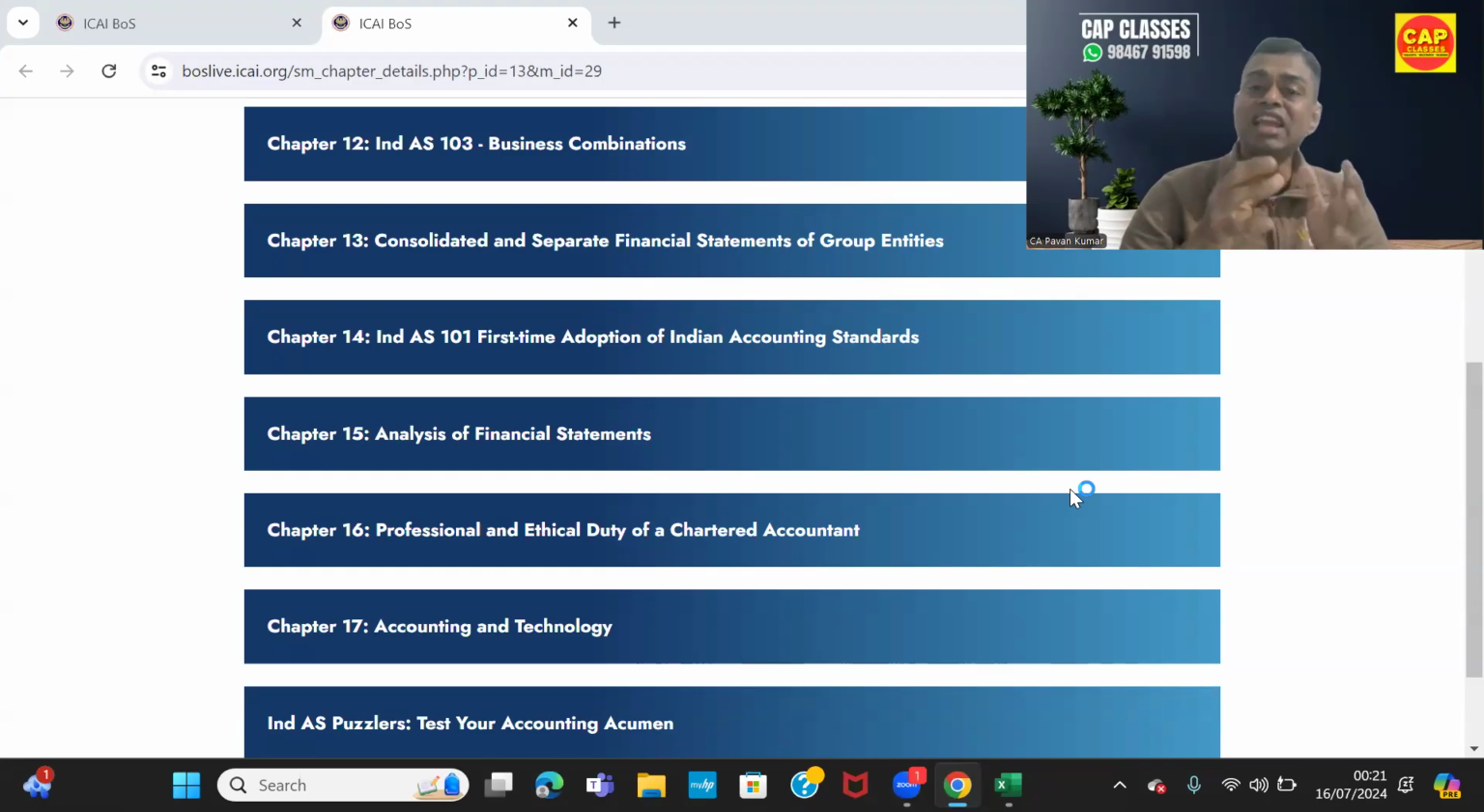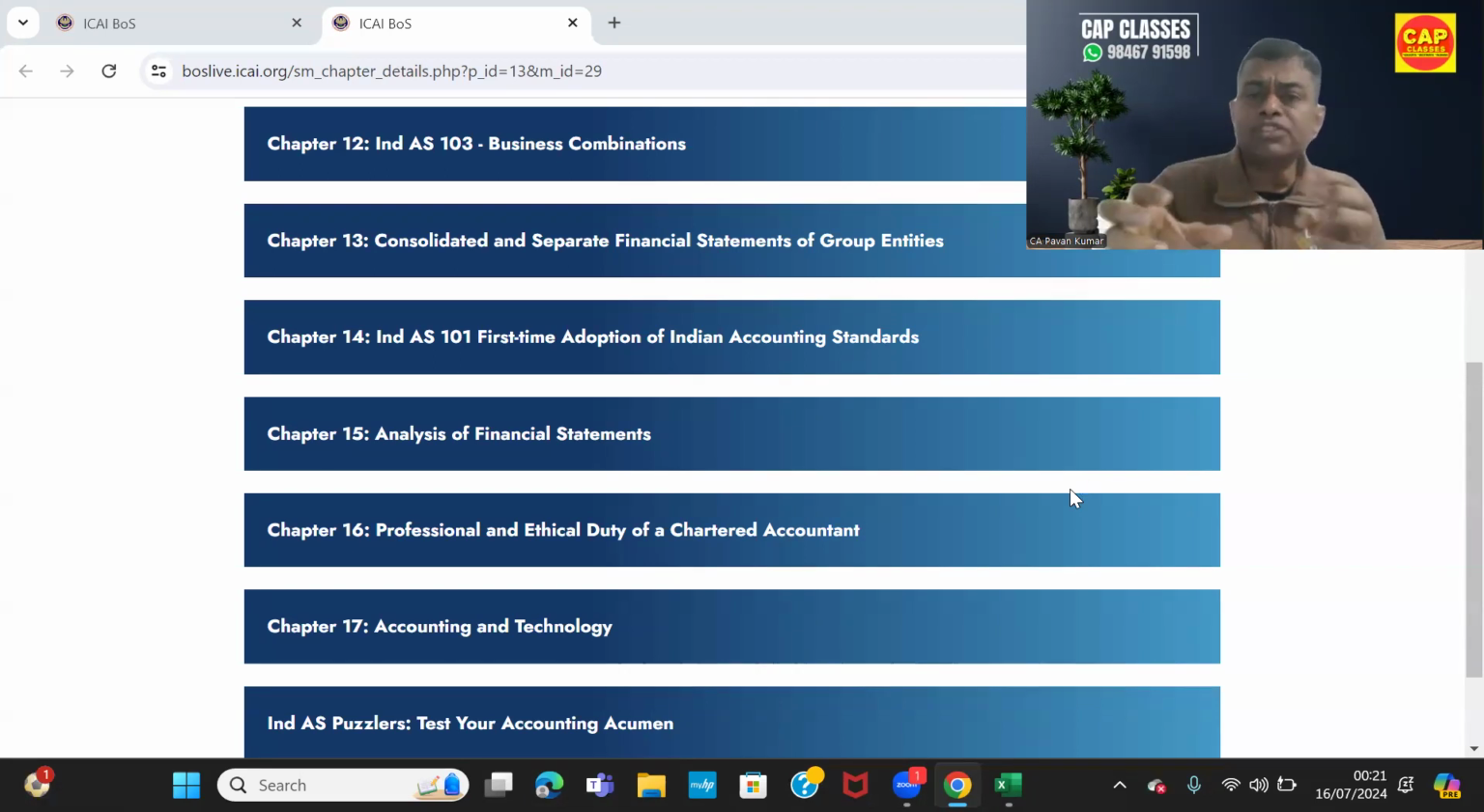So today in CA final financial reporting paper, let us see a new chapter, which is chapter number 15, analysis of financial statements. As I mentioned earlier, the syllabus in the new scheme is almost the same as the syllabus in the old scheme. Overall, I do not see much difference between the old scheme and the new scheme syllabus as far as CA final financial reporting is concerned.